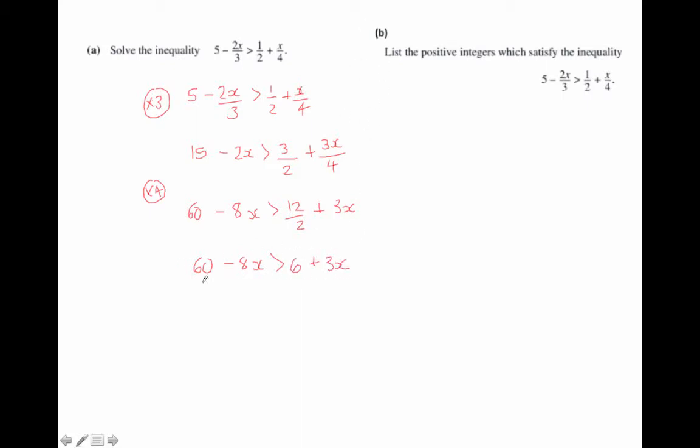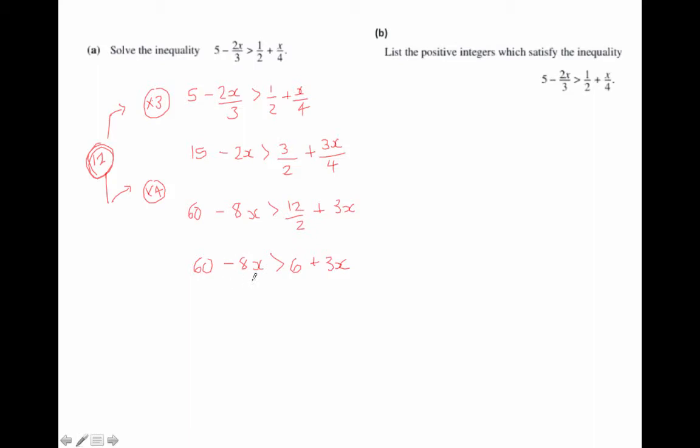And now it's easy because we just have to rearrange to make x the subject. Rather than times-ing by 3 and then times-ing by 4, you could have multiplied the whole thing by 12 in one go. So that would have made things slightly quicker, but that's okay to do it in stages as long as we get to the right answer.